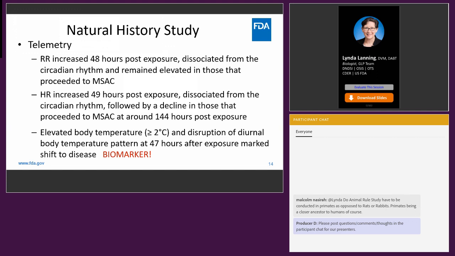At about 47 hours post-exposure, it was noted that animals had an elevated body temperature or fever, defined as an increase at or above 2 degrees Celsius above baseline, and a disruption of the diurnal body temperature pattern. And this appeared to mark a shift toward disease in these animals.